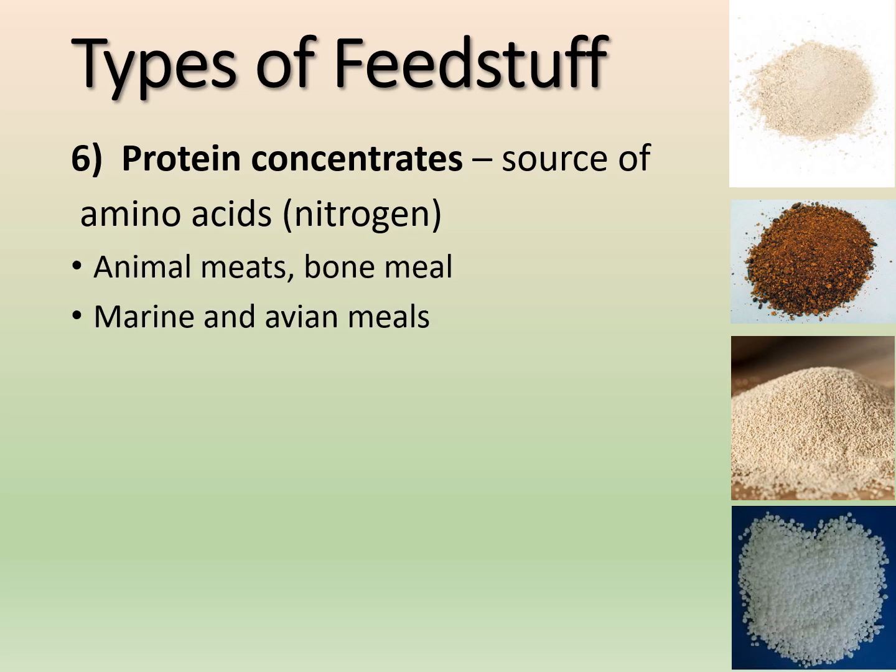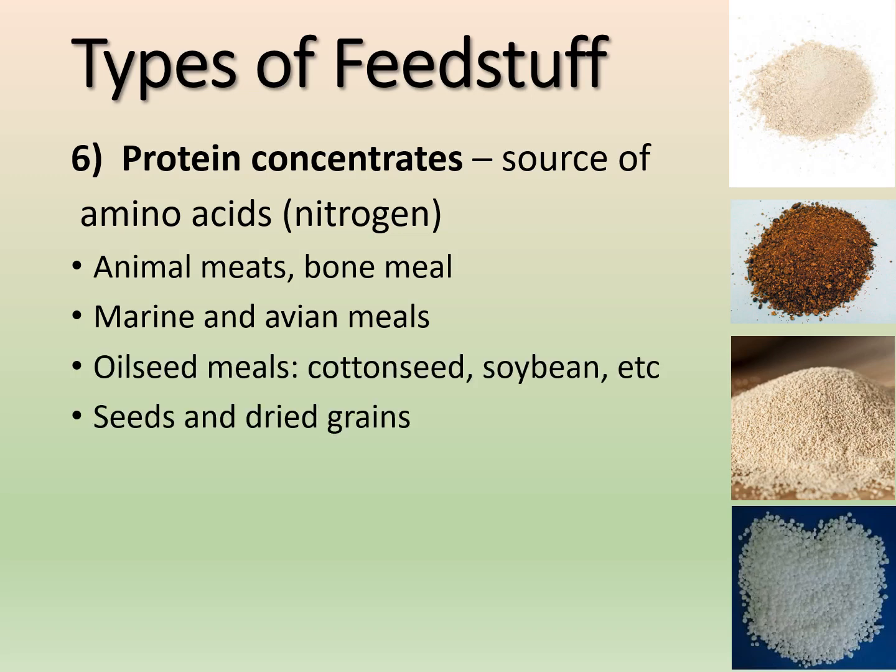So where do these protein concentrates come from? Well, our animal meats, right? Bone meal, that's our top picture on the right. We can use marine and avian meals. So when we talk about fish and fish processing, as well as feathers from our poultry, we can make meals out of that as well.